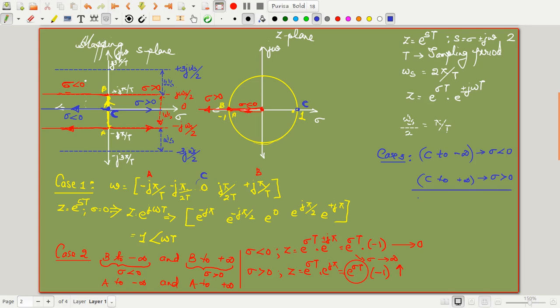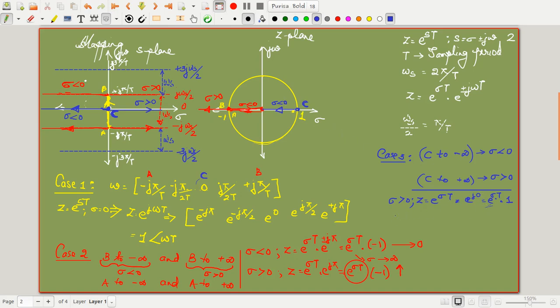In a similar way, we have z equal to e raised to sigma t. That is, z is equal to e raised to sigma t into e raised to j0, so that is e raised to sigma t into 1. Here, when sigma is less than 0, the whole magnitude is decreasing. That means the point C is going to the inside of the unit circle. The magnitude is decreasing, and where will it go maximum? It will start from C, and when sigma is equal to minus infinity, the maximum it will reach is 0. It starts from here and hits this 0 point.